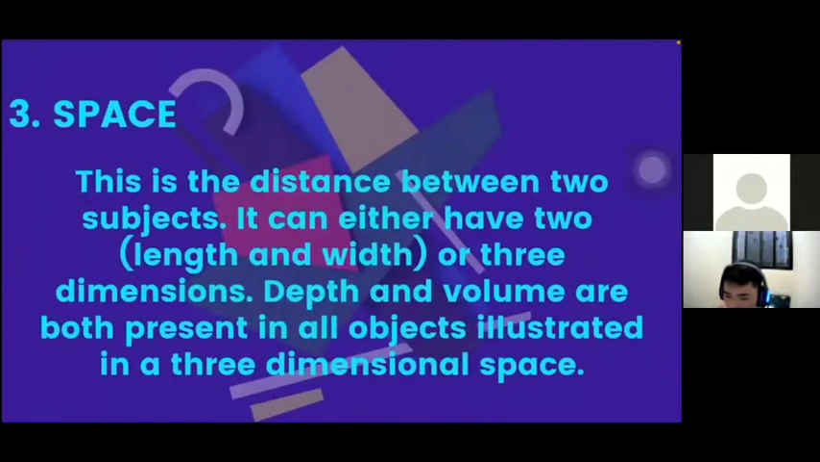So number 3 is space. This is the distance between two subjects. It can either have two dimensions, length and width, or three dimensions. Depth and volume are both present in all objects illustrated in a three-dimensional space. So when we see space in design, it allows us to dream and roam freely. When used well, it provides a visual hierarchy for the elements to guarantee that viewers can identify and digest the information offered more simply. So space creates the visual essence and dynamic of a composition.